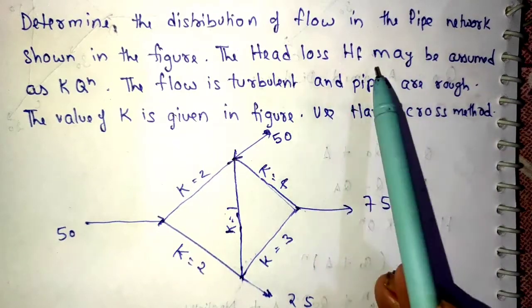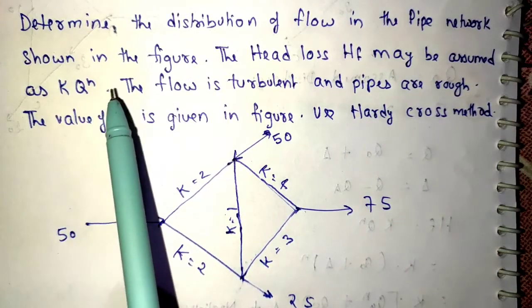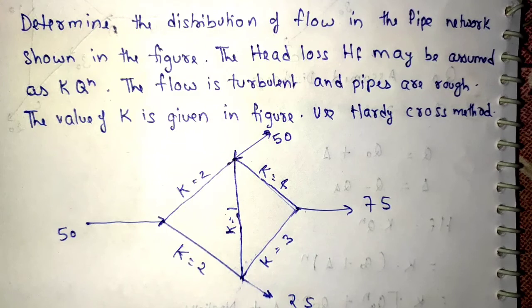The head loss hf may be assumed as K Q to the power n. As we discussed, the head loss due to friction for one pipe is taken as K Q to the power n, where n is different for different formulas. For example, if we are using Manning's formula or Darcy-Weisbach equation, then n is equal to 2, or if we are using the Hazen-Williams formula for head loss due to friction, n can be taken as 1.85. But here we will assume n is equal to 2 by using Darcy's formula or Manning's formula, right?